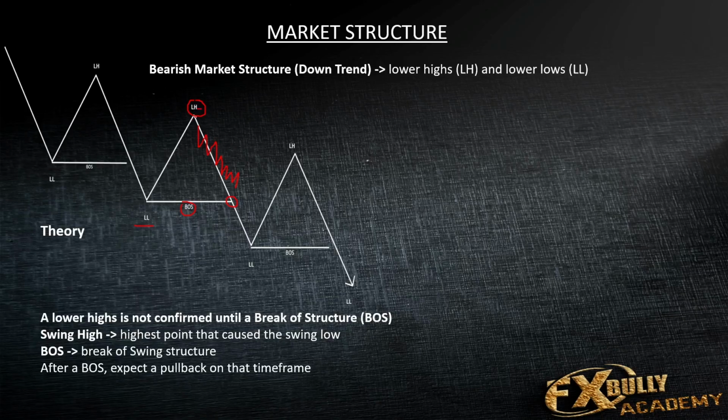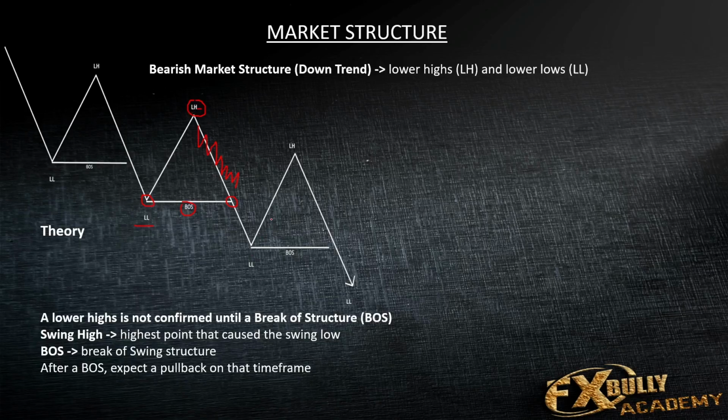And this is also called a swing high. This is a swing high that causes a lower low to be broken. So this is what we call a swing low of the structure. So a swing low has been broken. Therefore, we have confirmed that we have a lower high.